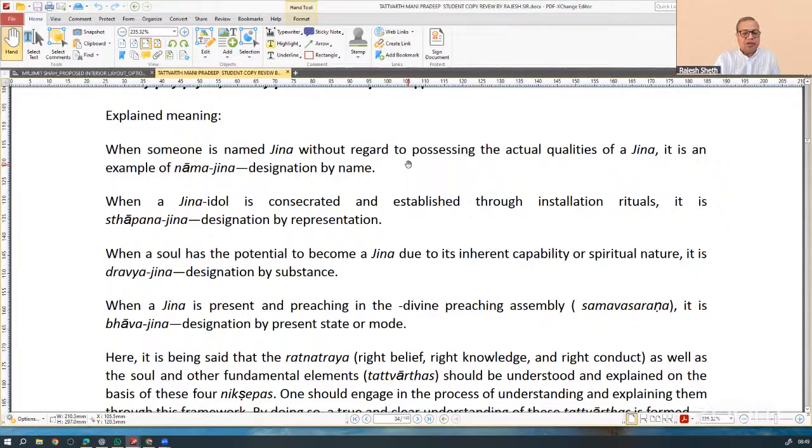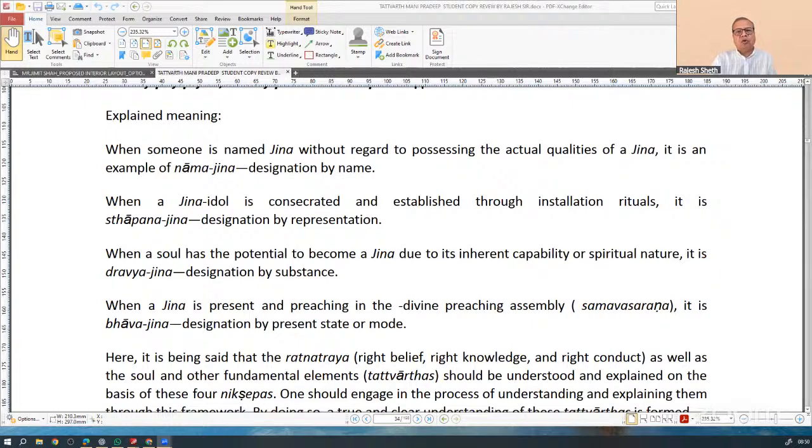When a Jinn idol is consecrated and established through installation rituals, it is called Sthapna Jinn, designation by representation. When a soul has the potential to become a Jinn due to its inherent capability or spiritual nature, it is Dravya Jinn, designation by substance. Although he is not now a Tirthankar or a Jinn or an Arihant, he has the potential to become Jinn in future. Okay. So he is called Dravya Jinn, designation by substance. And when a Jinn is present and preaching in the divine preaching assembly, Samosarana, it is Bhav Jinn, designation by present state or mode.